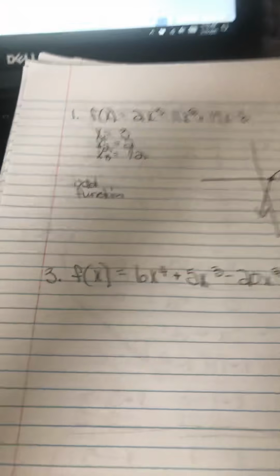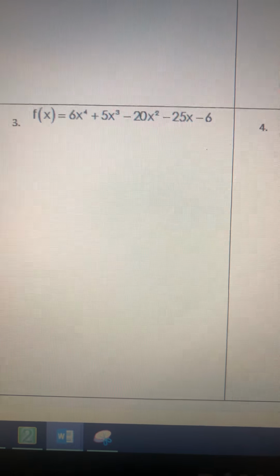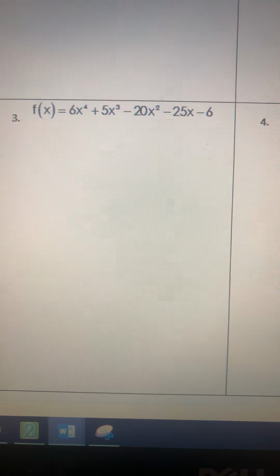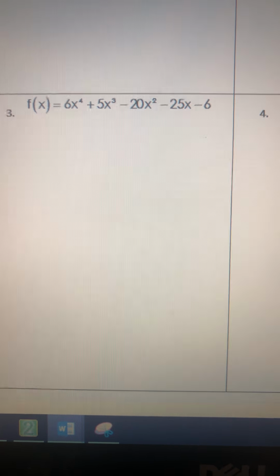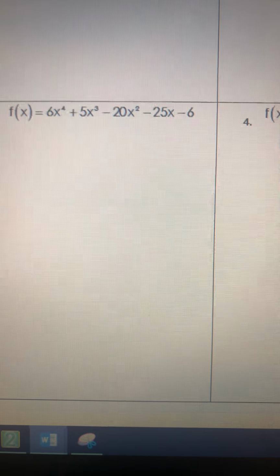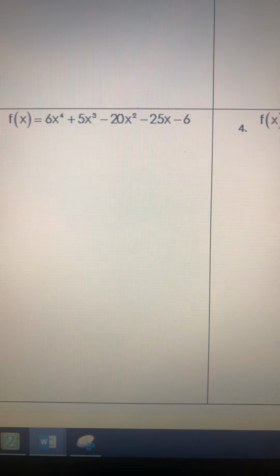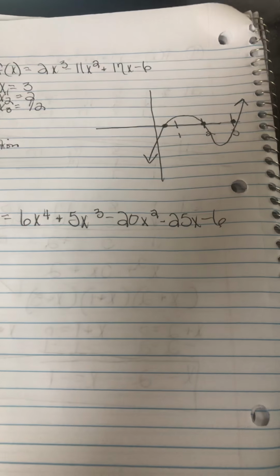Okay, so in this next video, we're going to go to number 3. Now with number 3, the reason why I wanted to choose it is because it is an even function. It's to the 4th power. So f of x is equal to 6x to the 4th power plus 5x cubed minus 20x squared minus 25x minus 6. So as you can see, I have the problem here.